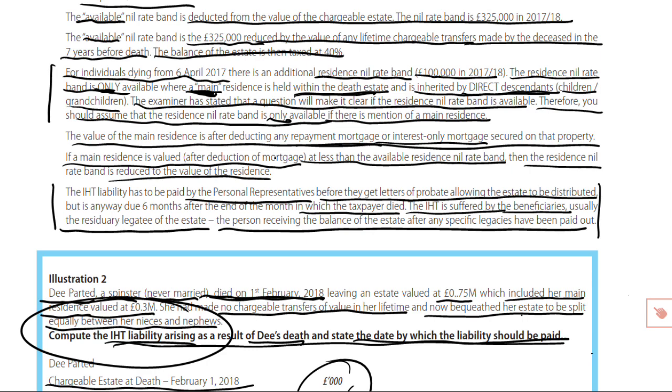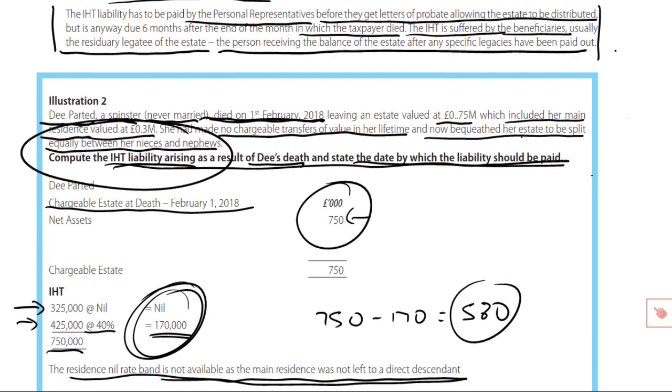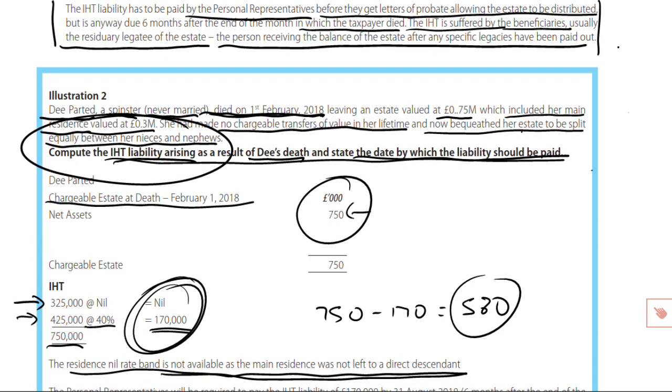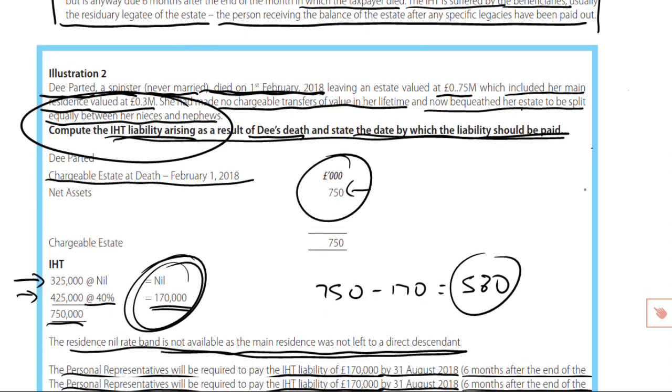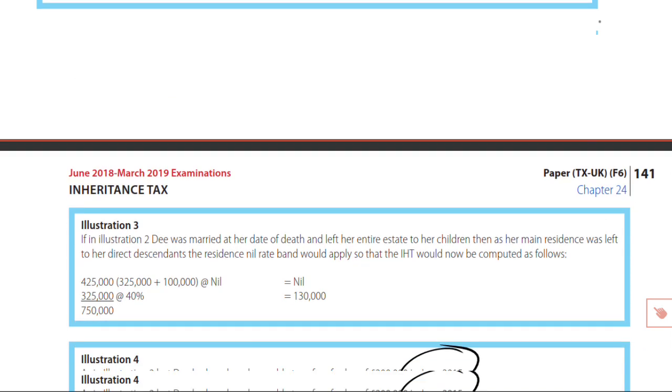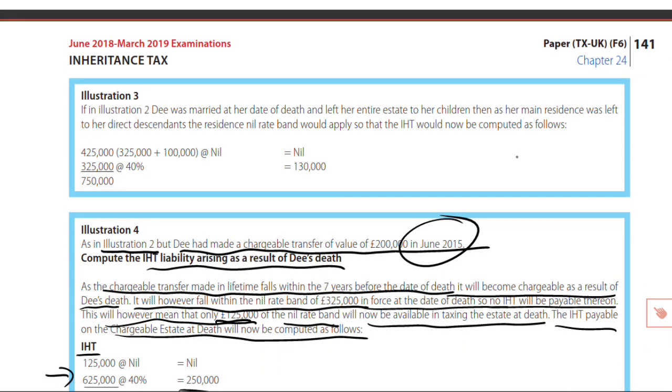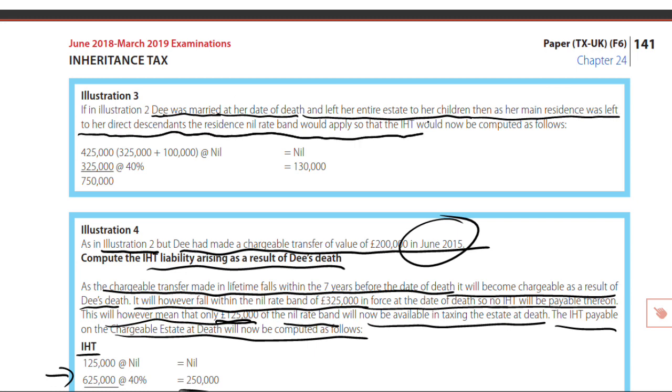In relation to our calculations now, in illustration 2, we were dealing with someone who was never married and who left their estate to their nieces and nephews, the children of their brothers or sisters. We now move on to consider, in illustration 3, that if our hero, D, was married at her date of death and left her entire estate to her children, then as her main residence was left to her direct descendants, the residence nil rate band would also apply, so that IHT would now be computed as follows.